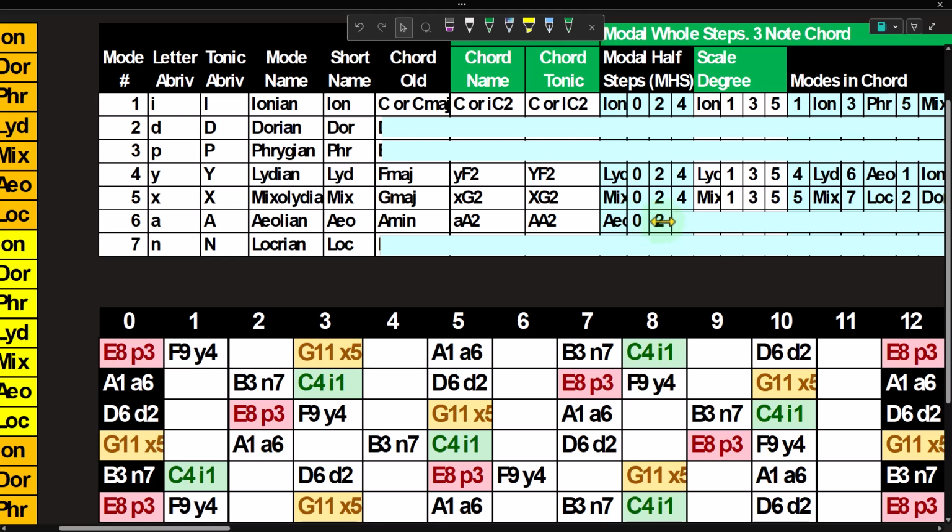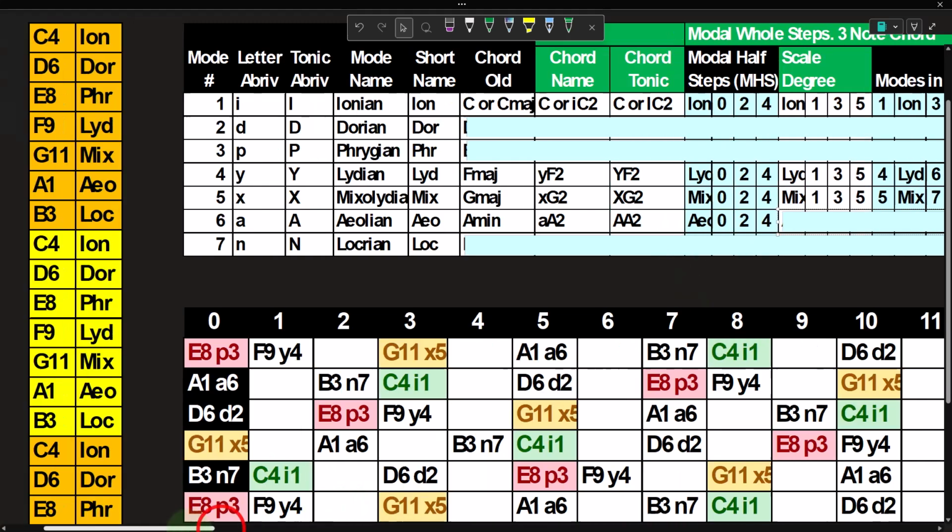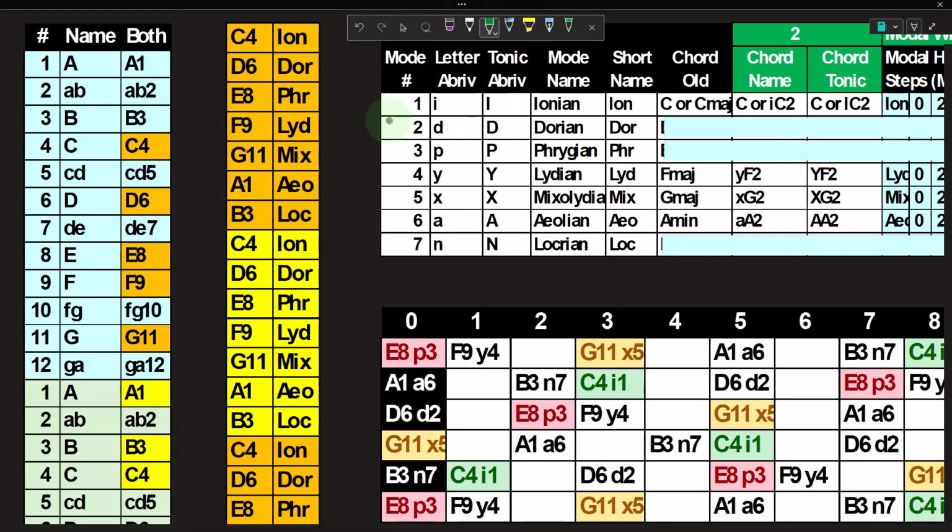So then if I say, well, what's going to be the distances? Well, the Aeolian, if we measure distances, we're going to start on the Aeolian and then go up 2 modal half steps or 1 modal whole step, and then up another 2 modal half steps or 1 modal whole step. So that would be a 0, 2, 4. What would that look like? Well, if I start on the A here, we're going to say here's the Aeolian. If I make that the 1 from a scale degree standpoint, 1, skip 2, 3, skip 2 would be the 5. It's constructed the same as the majors, which was the 1, 3, 5.